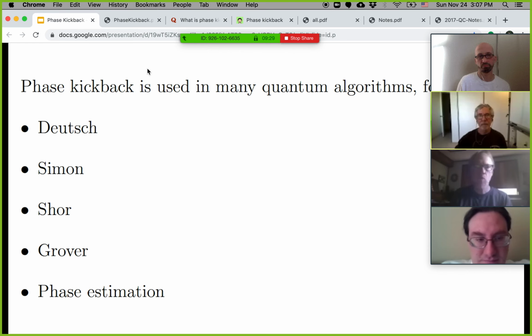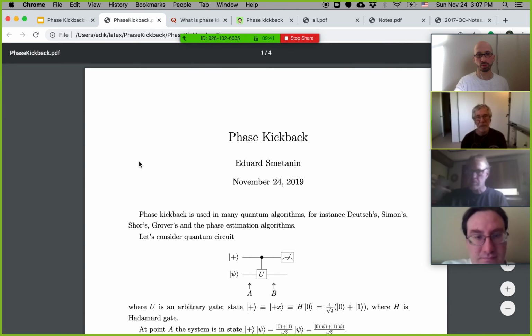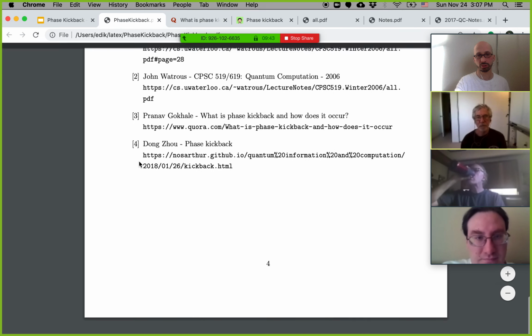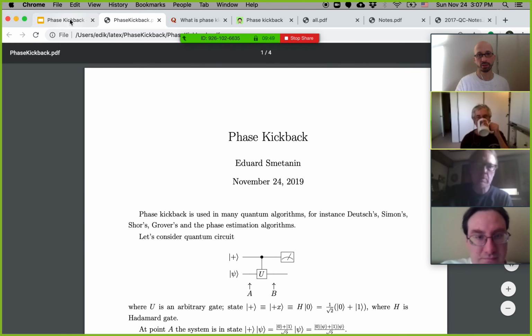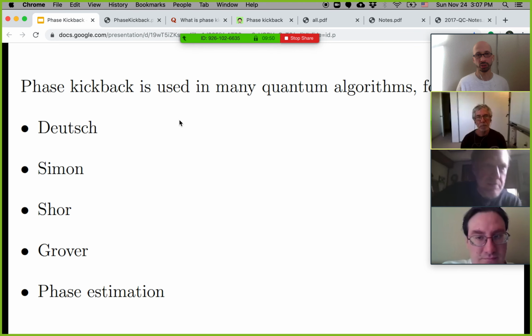So I essentially ran some Google searches and found a couple of articles and combined all that into one paper, which I didn't share with you yet. It's a small paper. So I think that's helpful to understand how a lot of quantum algorithms work. This is a list of algorithms that use quantum phase kickback.